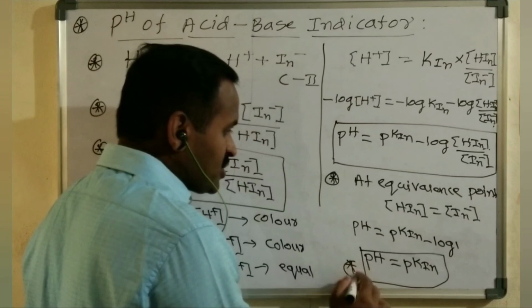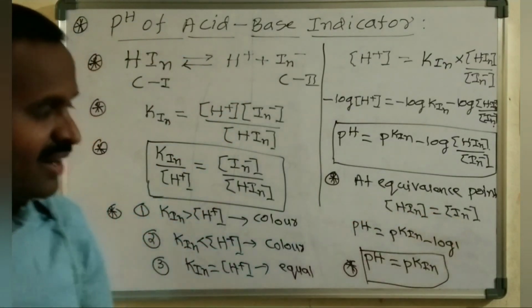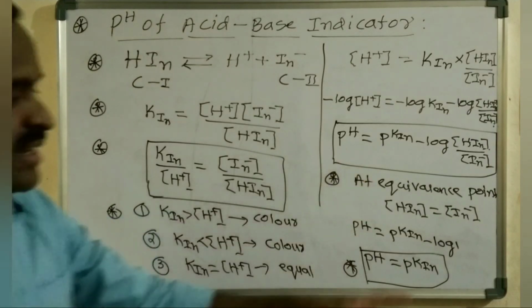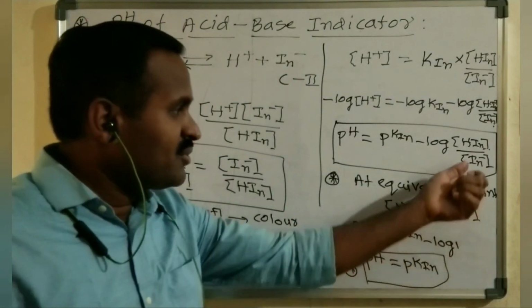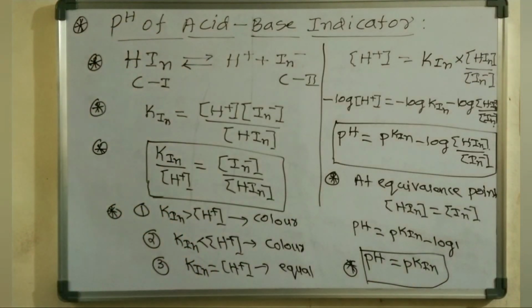So this is possible at the equivalence point, where the concentration of HIn and the In minus ion concentration are equal. If you substitute this in the above equation, then you will get pH equals pKIn.